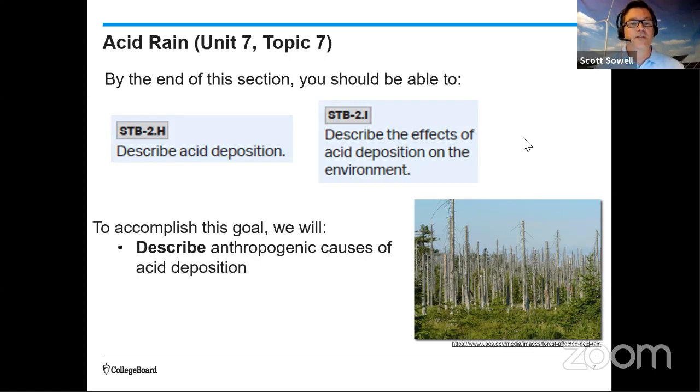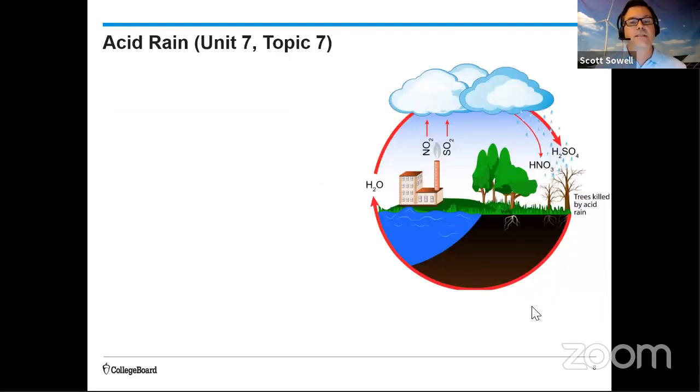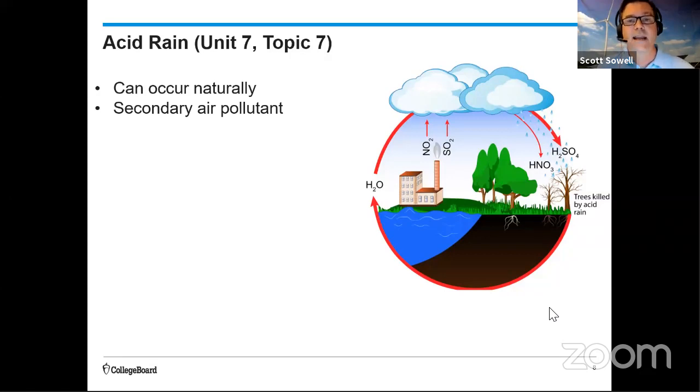All right, so to get there, we'll talk about the causes and then the effects both on humans and the environment. So Ms. Fassler talked to you about SOx and NOx emissions last time through the burning of fossil fuels and other human activities. We're going to start by looking at those emissions and how they create acid rain. So that can occur naturally. If you think about how SOx might be emitted from something like a volcano, we could have natural acid rain. But what we're going to focus on is the anthropogenic sources of that. And for us, this is a secondary air pollutant. While SOx and NOx might be considered primary, the acid deposition that comes as a result of that is a secondary air pollutant because it's something that's forming through a chemical reaction after the primary is emitted.